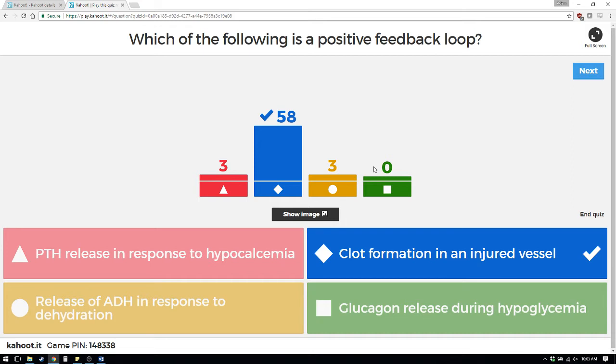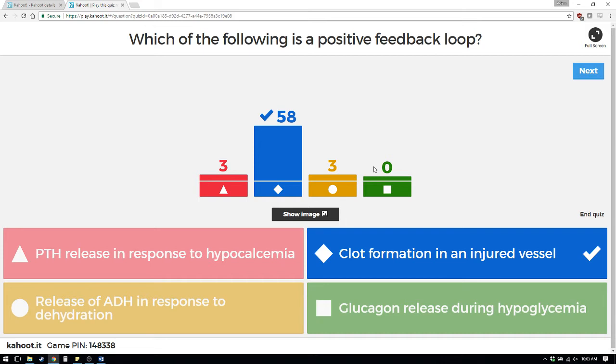Why is PTH released in response to hypocalcemia not a positive feedback loop? What happens when your calcium levels come up? Yeah, calcium levels come back and tell the parathyroid, hey, stop releasing PTH, I've got enough calcium here. It shuts it down. How about release of antidiuretic hormone in response to dehydration? Same thing. Once I drop the osmolarity of the blood by taking in more water, that lowers the osmolarity and allows the ADH to stop being secreted.